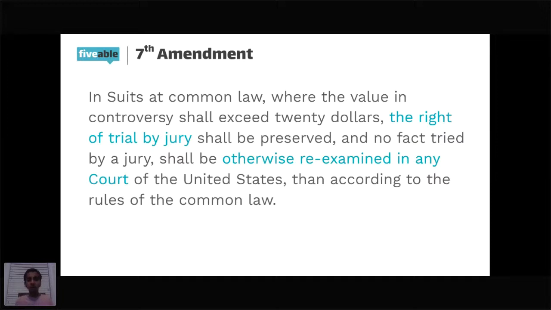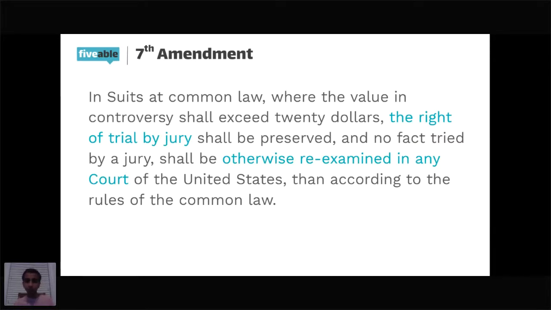The 7th Amendment, all that's saying is it's applying the rights of the accused with the criminal cases to the civil cases. So in civil cases where the controversy exceeds $20, which at this point almost every case exceeds $20, you kind of have to think about the context in which this was written. However, the right of a trial by jury is always preserved. So you have to have a trial by jury unless, as we're going to talk about, it's waived, and there can't be any double jeopardy. In the 5th Amendment, we talked about double jeopardy with criminal cases. In this amendment, we are going to talk about double jeopardy with civil cases.